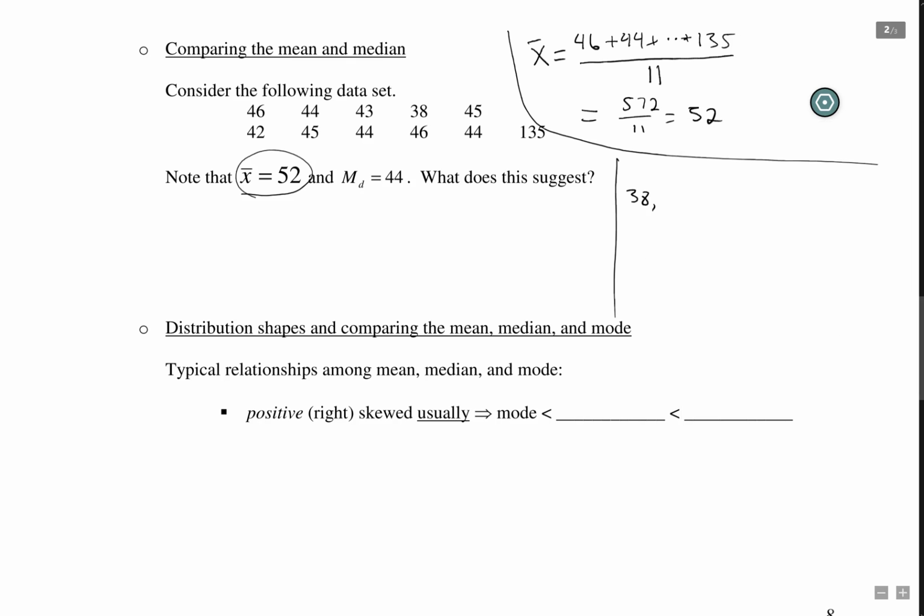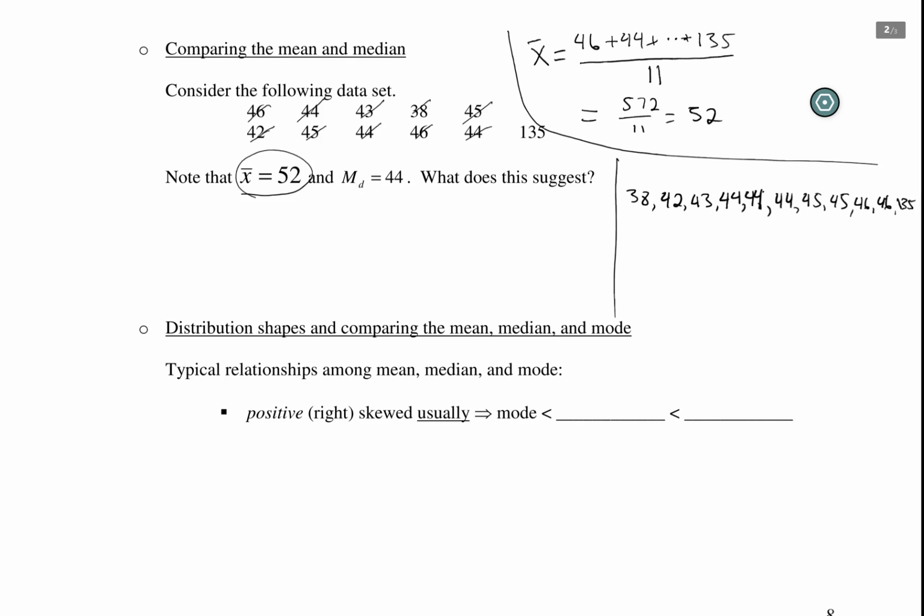If I order the data, let's see, I've got a 38, a 42, a 43, three 44s, there's a 43, there's three 44s there, I've got two 45s, two 46s, and then 135. Okay, so I have 11 observations.